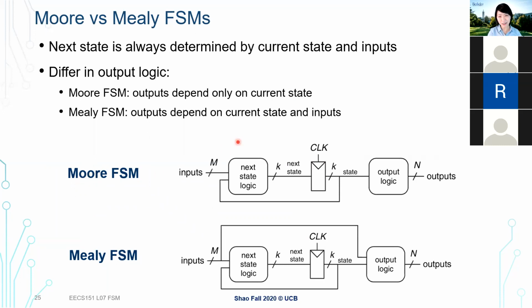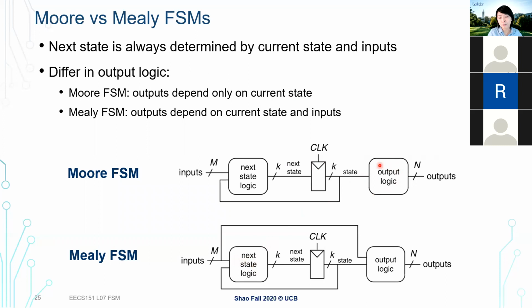Again, as we mentioned earlier, in any finite state machine, we have the state register here, the combinational logic to determine the next states, and another combinational logic to determine the output. In both cases, the next state is always determined by your current state and also your input. You need to see the input to decide where you go. But there could be different principles when you think about the transition of your output.